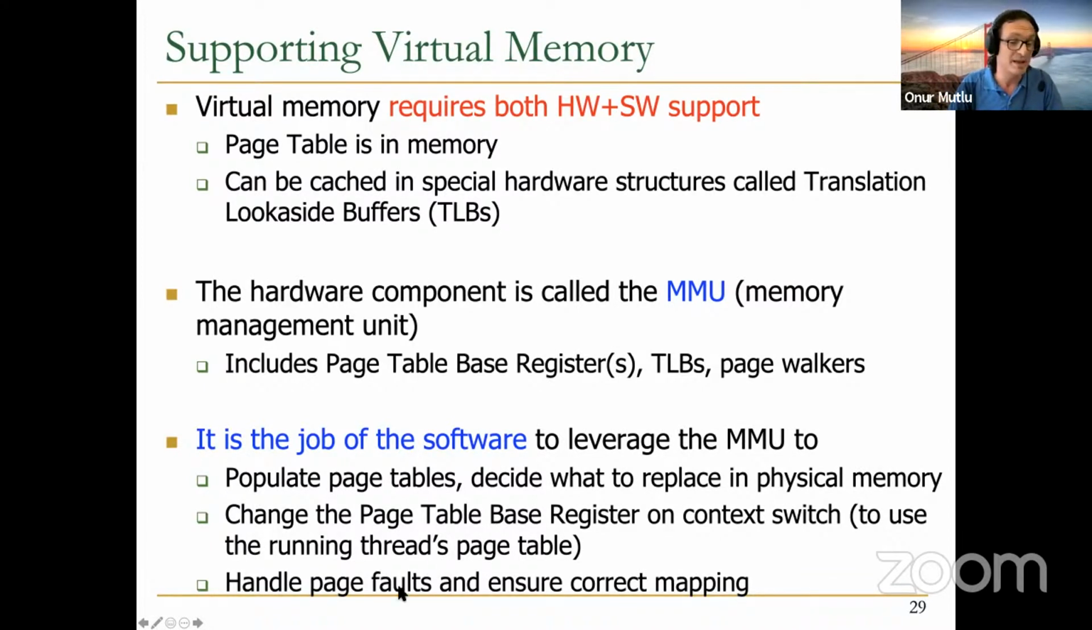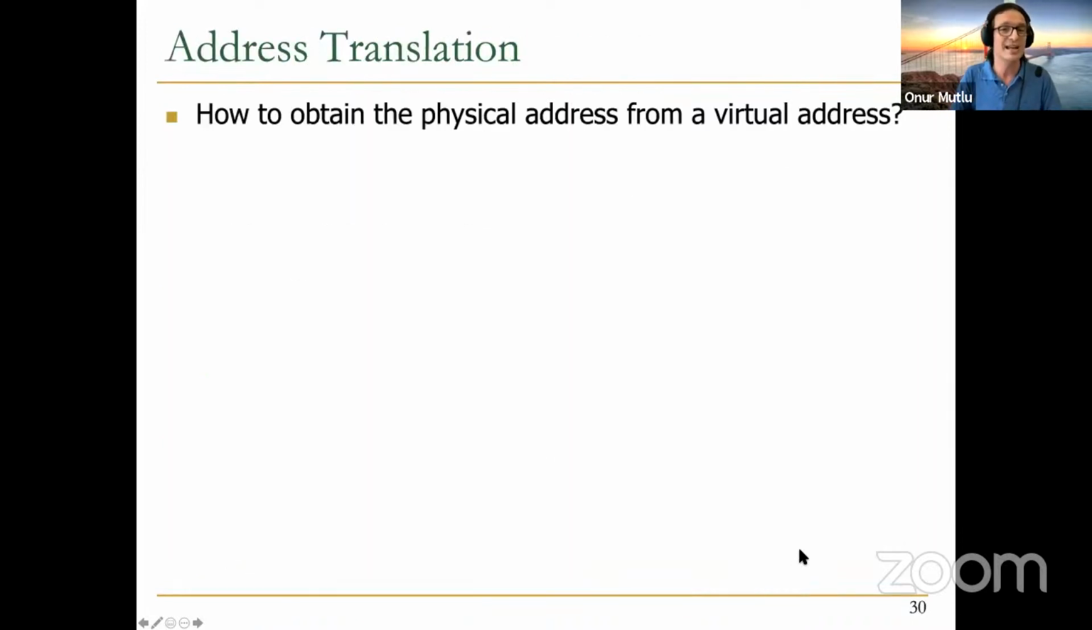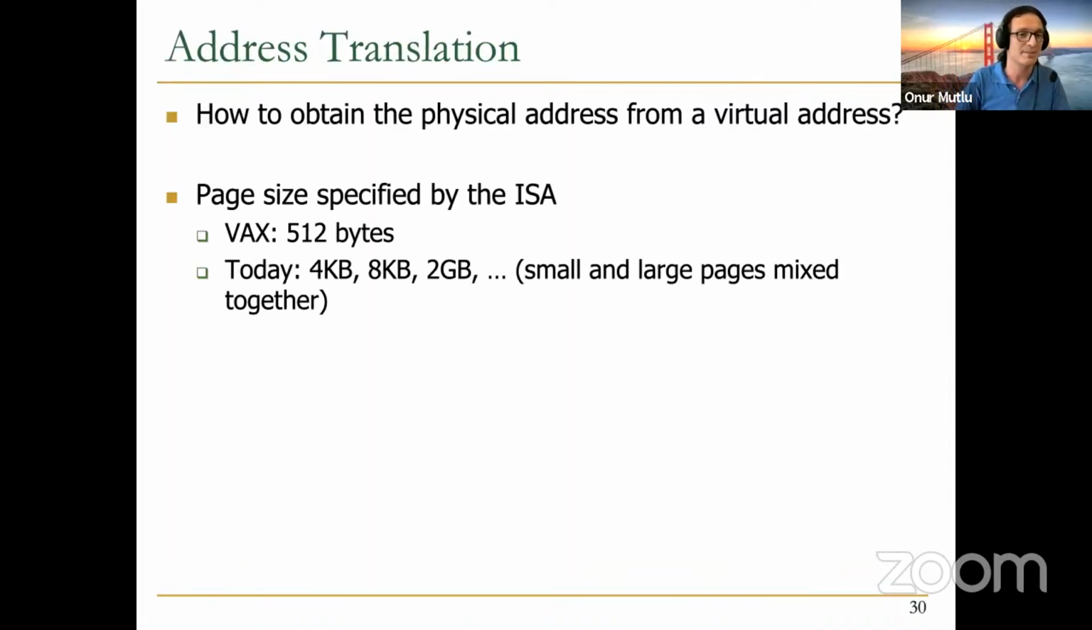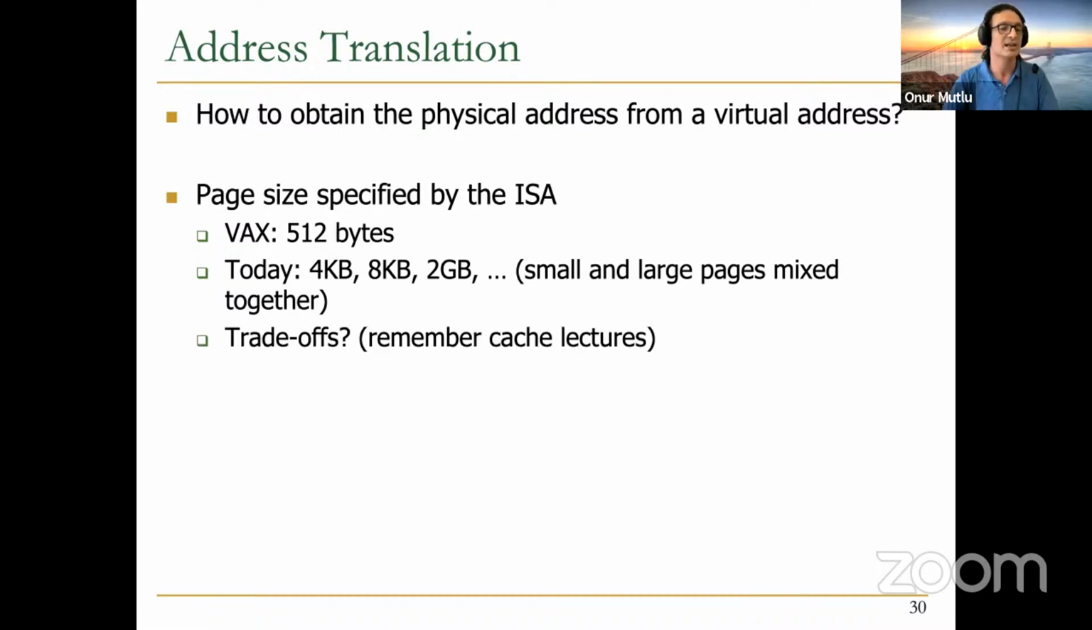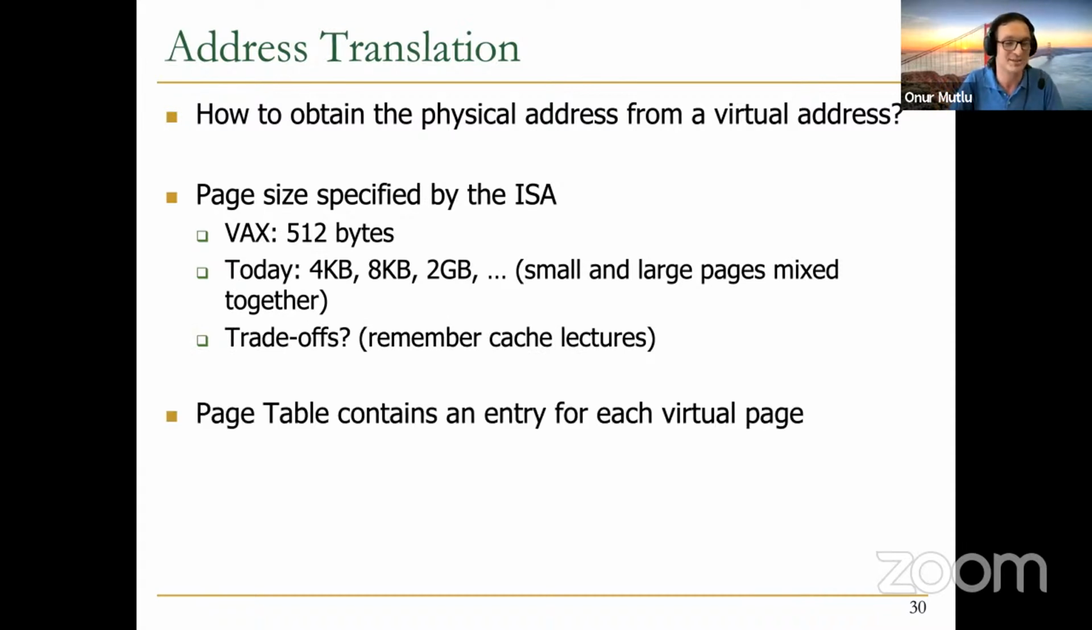And software needs to handle page faults and ensure correct mapping, as we will see in a little bit. So address translation, we've already discussed this. Basically, page size is specified by the ISA. In the old times, the page sizes were smaller. Now page sizes are bigger, and there's a push for having multiple page sizes, small and large pages. Clearly, there are trade-offs here. I've discussed that in multiple lectures, so I'm not going to discuss it right now.